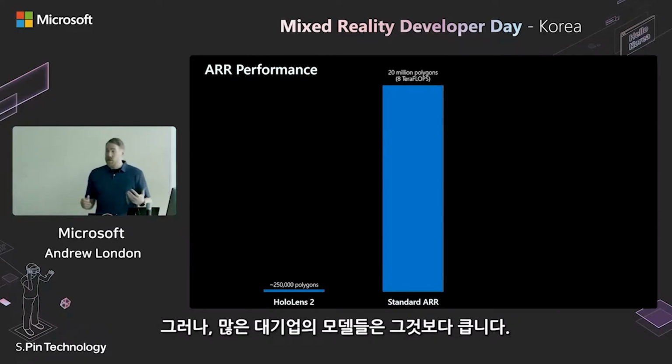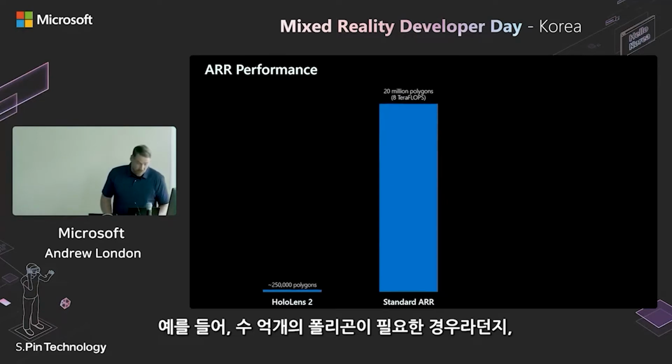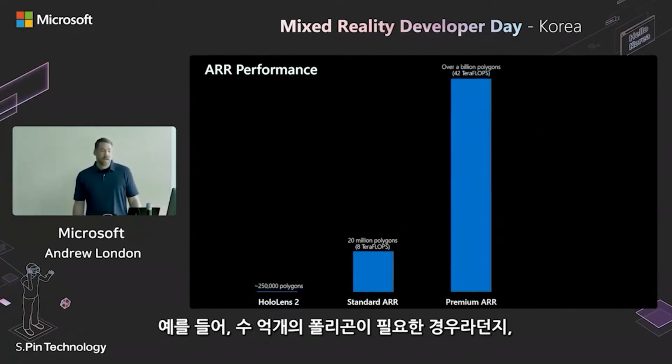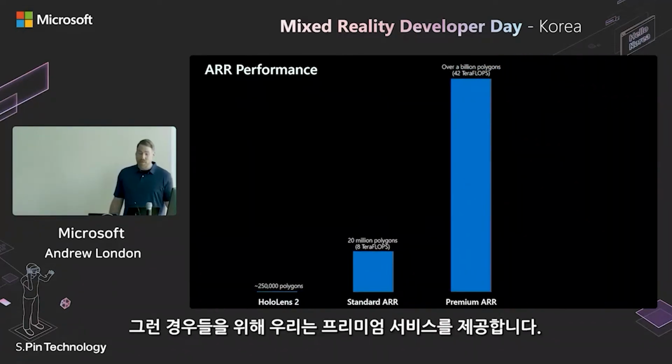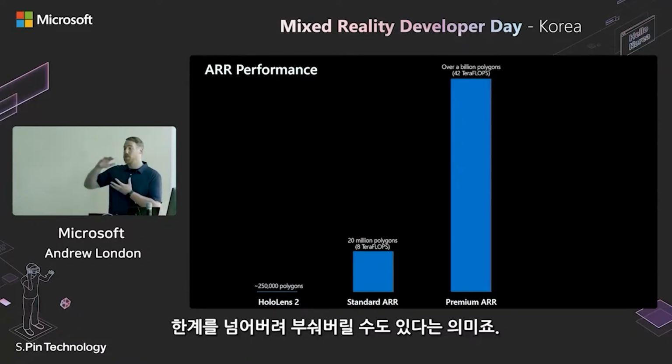But a lot of enterprise models are even bigger than that. We're talking hundreds of millions of polygons. In those cases, we offer the premium service with 42 teraflops of compute. And that means it's capable of rendering over 1 billion polygons in real time. So not only do we go above the limitation, but we smash it.